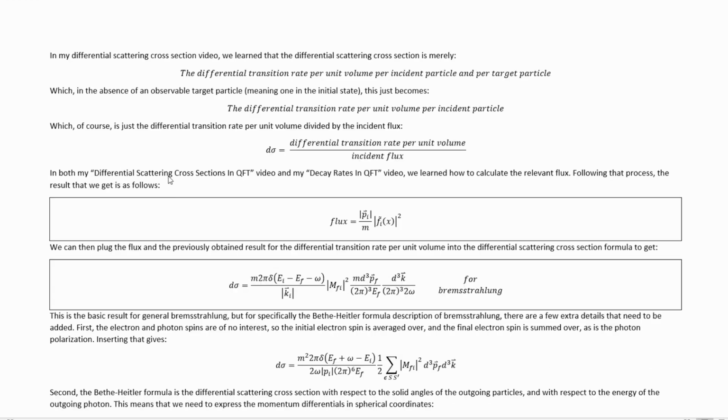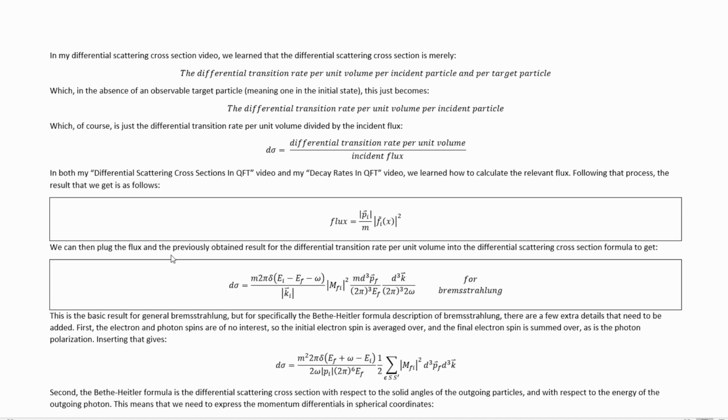In both my differential scattering cross-sections in QFT video and my decay rates in QFT video, we learned how to calculate the relevant flux. Following that process, the result that we get is as follows. The only difference is that the incoming flux is fermionic in this case instead of bosonic, and the standard normalization of states is a bit different.